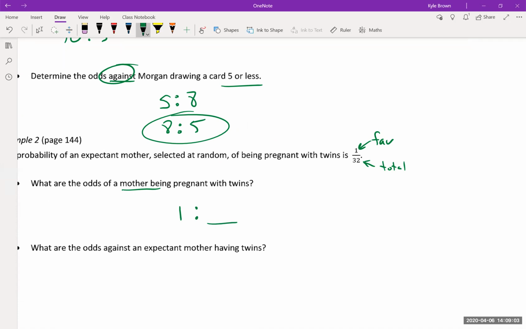Will it be 32? Okay, I like that. I saw some head shaking. No, it'll be 31, right? That's unfavorable because I've already chosen one, so it's everything else.